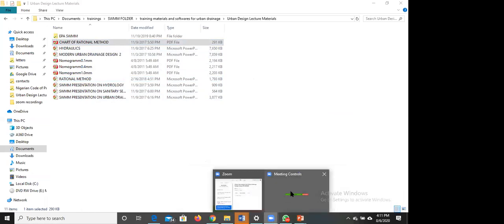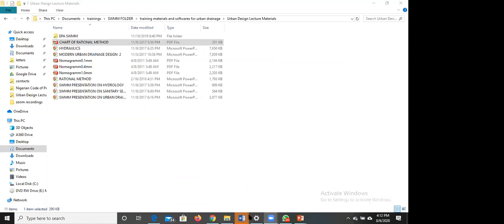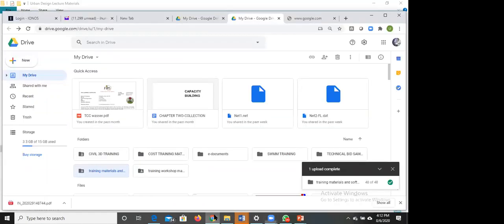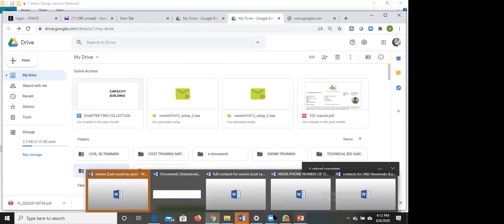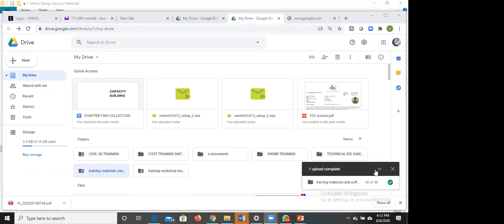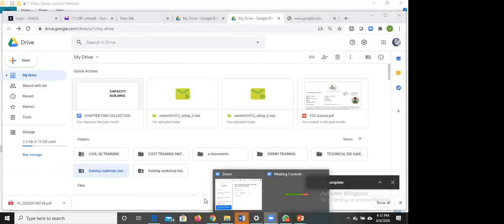I'm going to give us a 5 minute break for us to download all our materials. If you have a problem with what I've shared on the cloud, this is the opportunity. This is 4:12. We're going to have a 5 minute break. Please download the whole material, because now we're going to start the design proper. I'm going to do a case study now, a rational method case study.